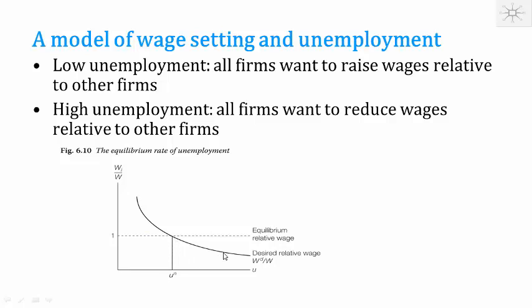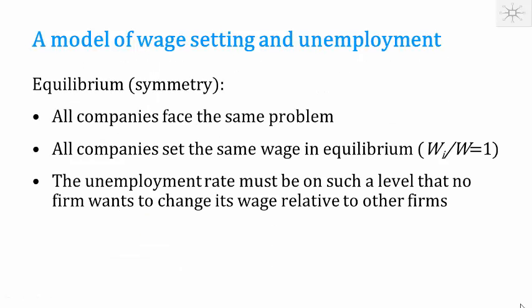If unemployment is higher, there's downward pressure on the wages. If unemployment is lower, there's upward pressure on the wages. And this gives us a theory of the natural level of unemployment. So this is what we say here. All companies face the same problem. They must set the same wage in equilibrium, and that means that the unemployment rate must be on such a level that no firm wants to change its wage relative to other firms.